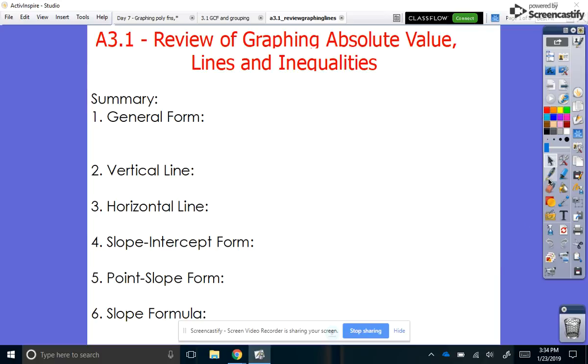Hey guys, today you're going to learn, really it's just a review of graphing lines, absolute value equations, and inequalities. So we're going to start with the review of lines. The general form for a line is going to be Ax plus By equals C. And make sure you're filling this into the notes that the sub provided for you.